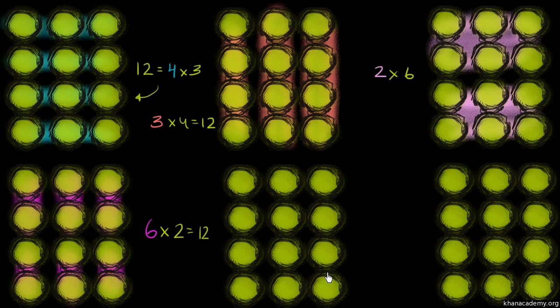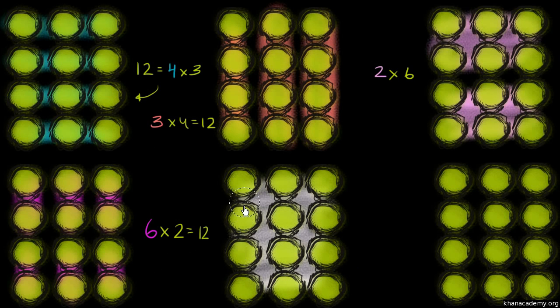We could also literally view 12 as one group of 12. So how would that look? So one group of 12. So this whole thing is just one group of 12 here. So we could literally say 1 times 12 is equal to 12. We have one entire group of 12. 1 times 12 is equal to 12. And we could think of it the other way around.